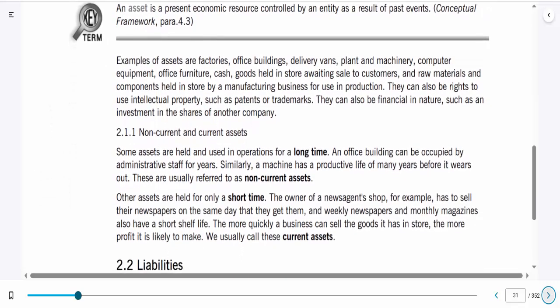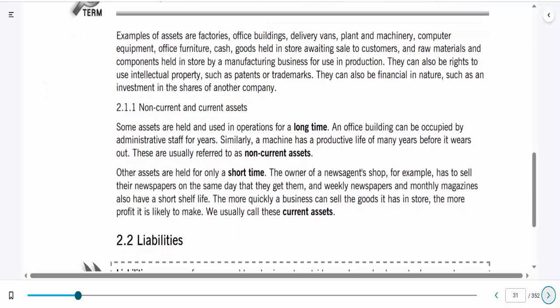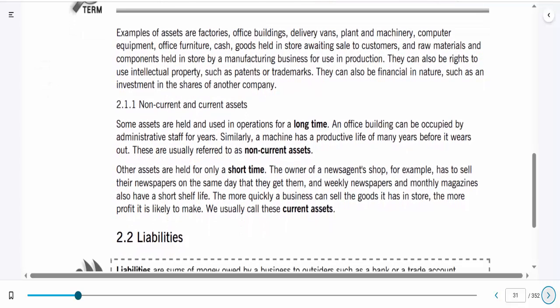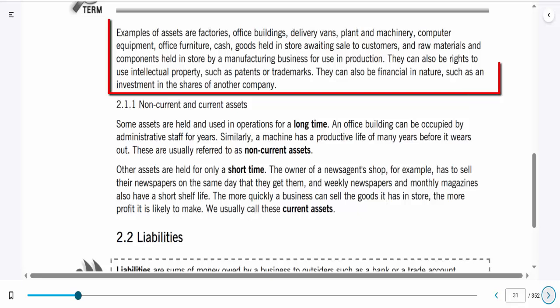Examples of assets. To make this even clearer, here are some common examples of assets that you might find in a business. Factories and office buildings, places where work happens or products are made. Warehouses, buildings where goods are stored. Delivery vans and lorries, vehicles used to transport goods or services. Machinery and equipment, machines that help with production or operations.